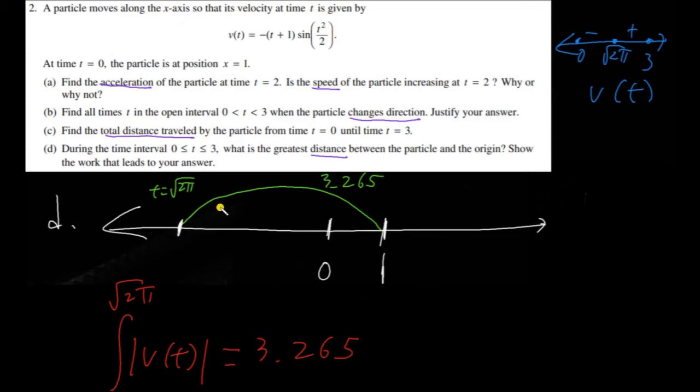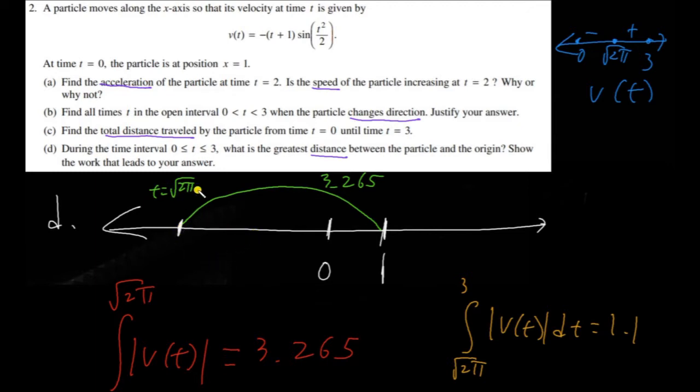Well, the distance that particle moved between square root of 2 pi and 3, we can figure that out as the integral from square root of 2 pi to 3 of the absolute value of velocity. I don't really need the absolute value because it was positive, but whatever. And we get 1.1. What does that mean? Well, it means that the particle moved 1.1.